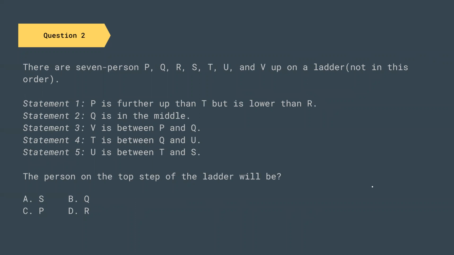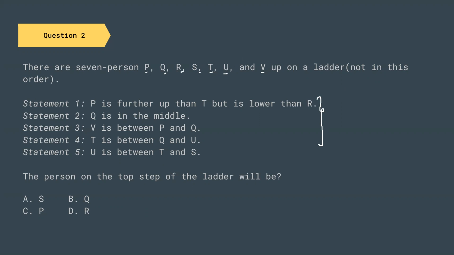So this is an arrangement question. They are telling us that there are 7 persons P, Q, R, S, T, U, and V on the ladder, not in this order. So P, Q, R, S, T, U, and V are standing on each of the rungs of a ladder, and they are standing according to some particular series or some particular pattern. So the information about their position is given below.